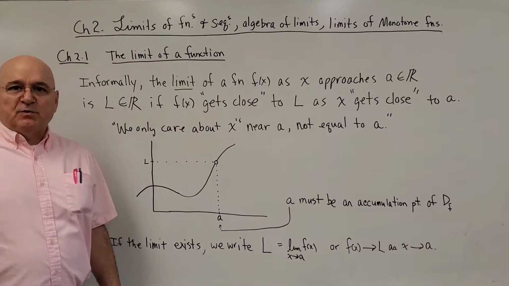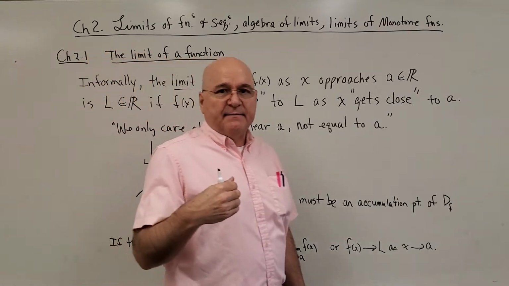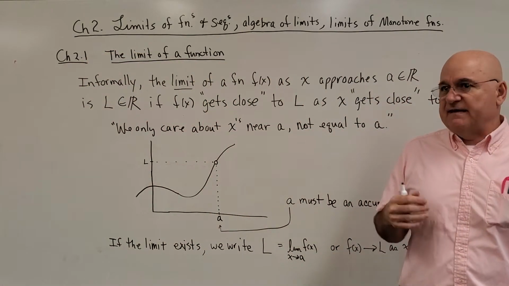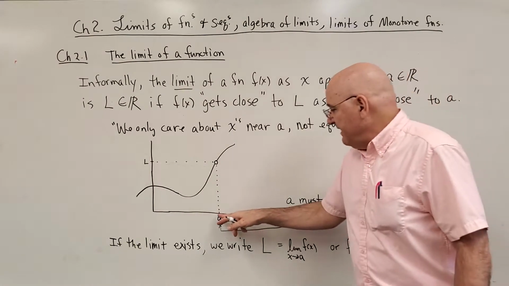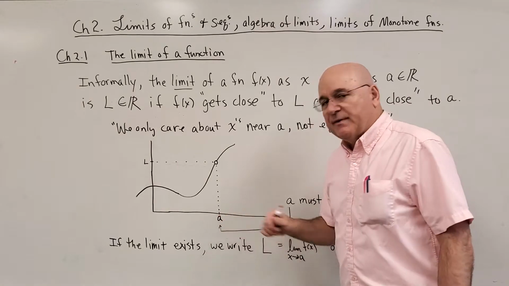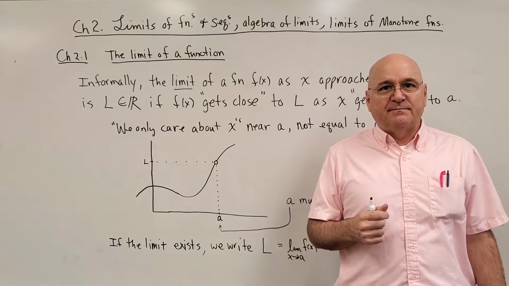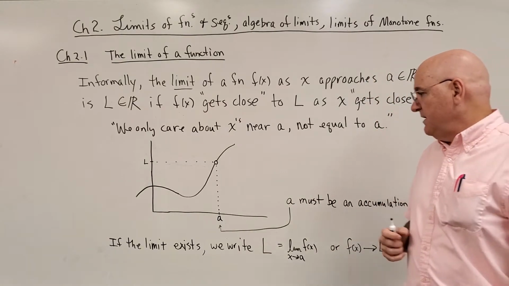And in the definition, we'll see this in the next video, the number a where we're taking the limit has to be an accumulation point of the domain. It doesn't have to be in the domain, but every interval that surrounds a has to contain an infinite number of points of the domain, or numbers of the domain. That's just the definition of an accumulation point.